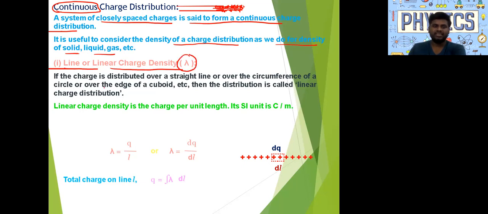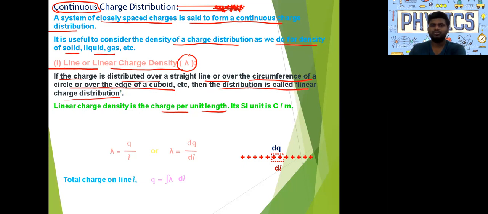What does linear charge density mean? It is defined as charge per unit length. So this is the definition, or another way to see how the linear charge is distributed. If the charge is distributed over a straight line, or over the circumference of a circle, or over the edge of a cuboid, then the distribution is called linear charge distribution.